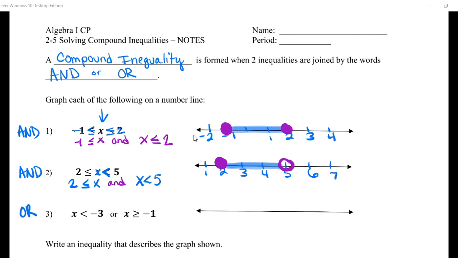So compound inequalities for and, they're always going to be shaded in the middle, because it's where they overlap. So for them to overlap, they would have to have these commonalities where they're shaded.